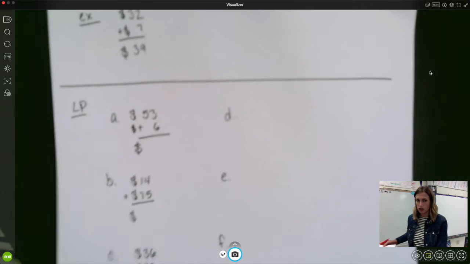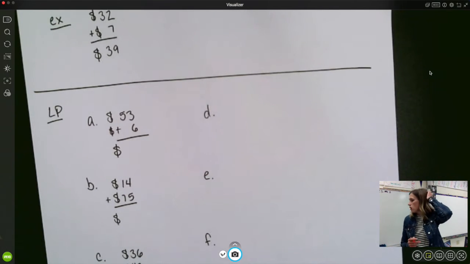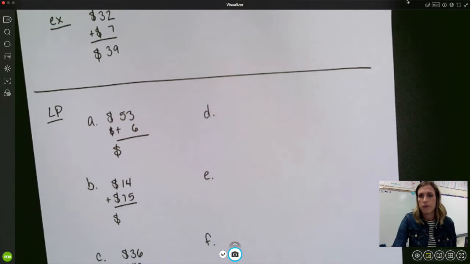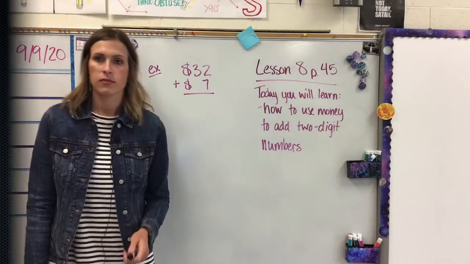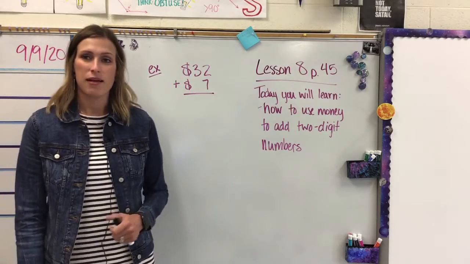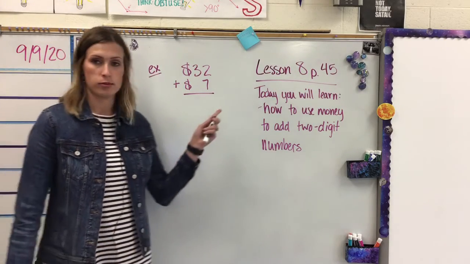Go ahead and flip it over. We'll get ready to go on our objectives and our new concept for the day with adding money. Happy Friday, 3rd grade. We are on math lesson 8. Let's get going on our objectives.